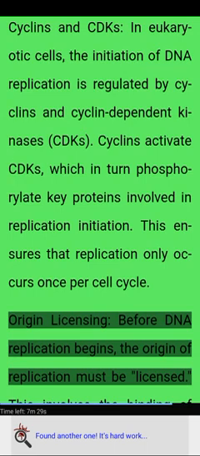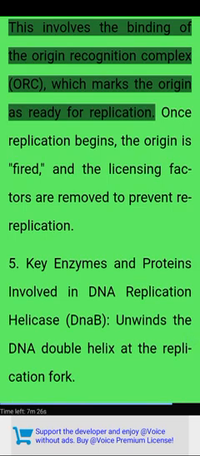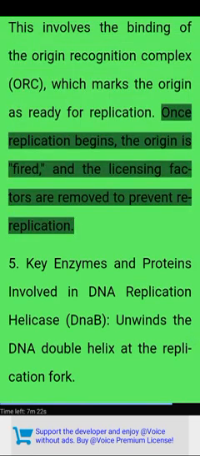Origin licensing. Before DNA replication begins, the origin of replication must be licensed. This involves the binding of the origin recognition complex (ORC), which marks the origin as ready for replication. Once replication begins, the origin is fired, and the licensing factors are removed to prevent re-replication.